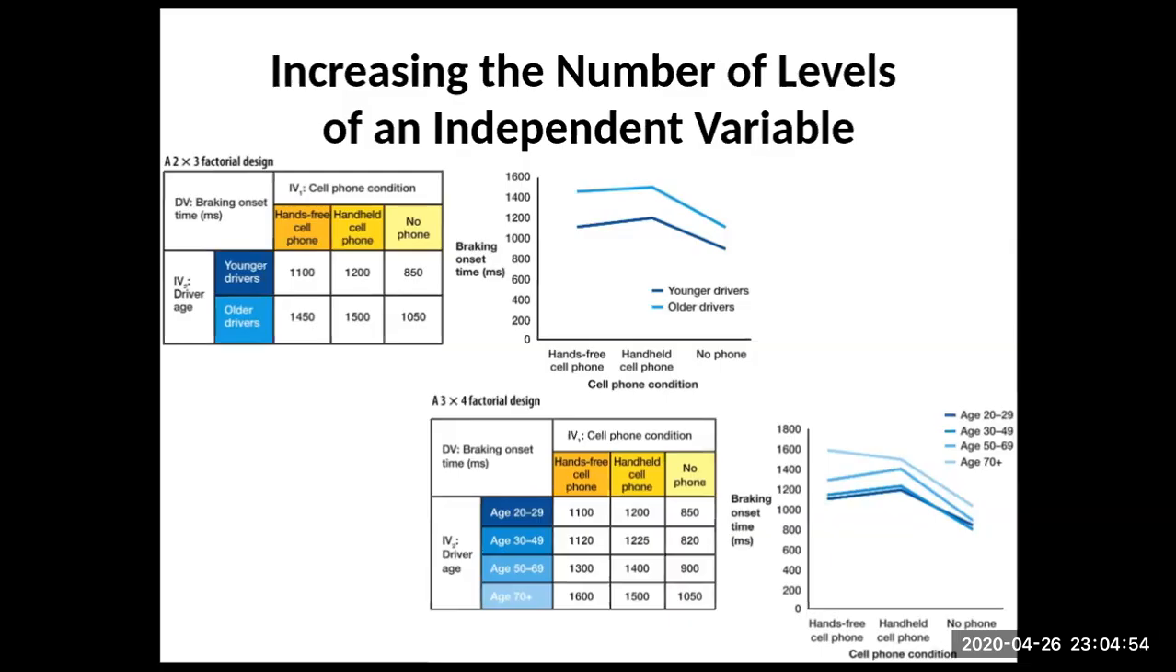And how would they look? On top, a 2x3, we have 2 lines with sort of 3 points. And on the bottom, what you see here for the 3x4, the 3 is on the bottom, and there are 4 different lines that break at 3 different points. Right? So as you go from hands-free to handheld, and handheld to no phone. On top, the lines look pretty parallel in all spots.